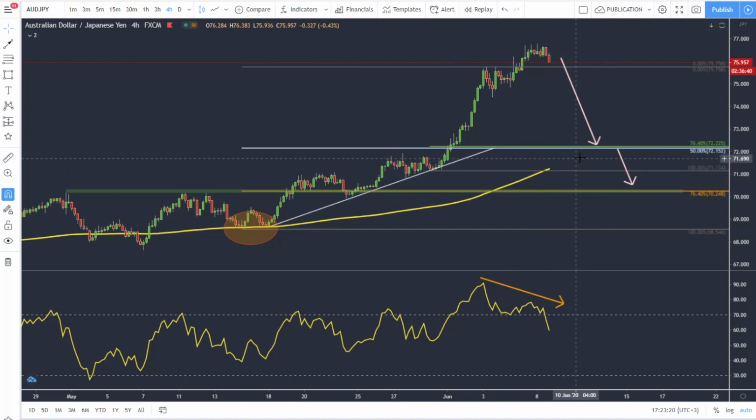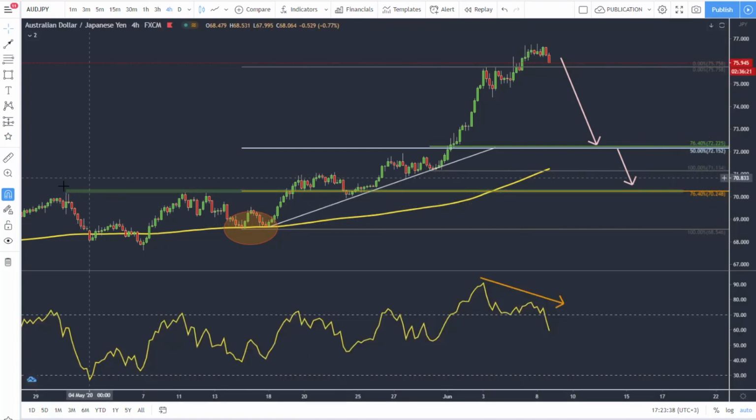If we extend it, we will see that it actually goes quite in line. But at the same time, if there will be a break below this level, price might go further down. In this case, it might test the 76.4 fib at 70.25.